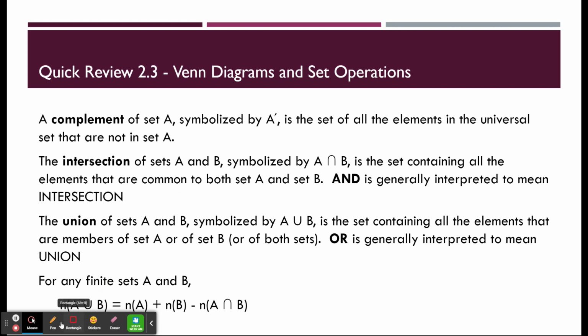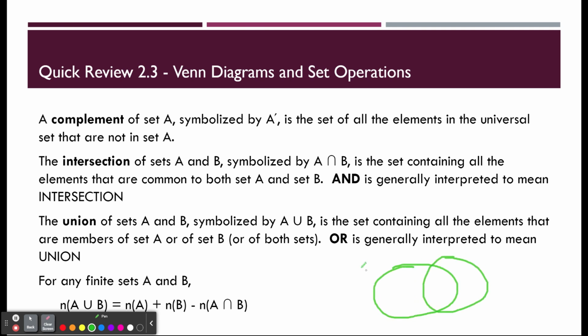Let's move on to 2.3. For 2.3, we got into some Venn diagrams. These are just the basic 2-circle Venn diagram, where we talked about there being the universal set around the outside. And we have A and we have B, and you looked at different ways to categorize these. So we talk about a complement. Complement of set A is symbolized by A with this little apostrophe. It's the things in the universal set that are not part of set A. And so it would pretty much be everything except for set A. If I were to shade this, it would be all the stuff except for set A.